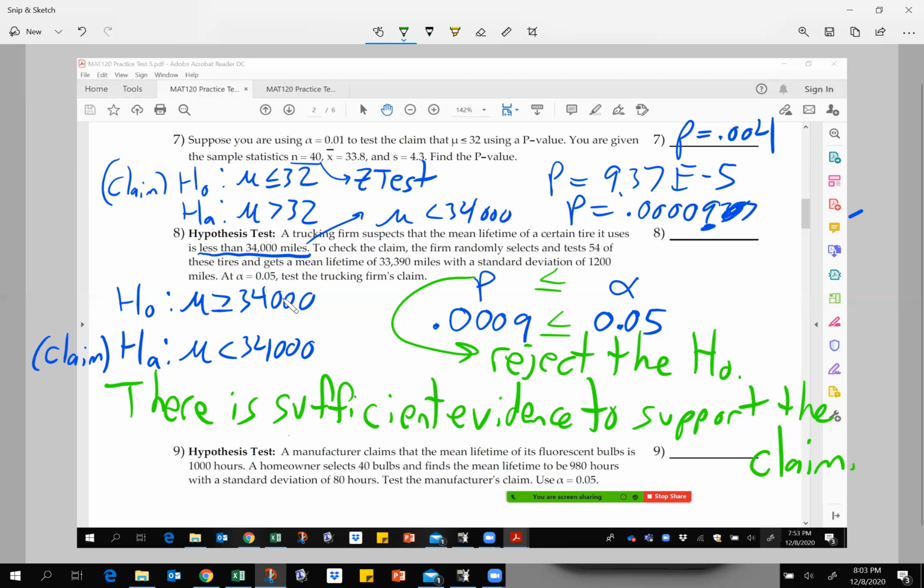And this is the entire hypothesis testing process from start to finish. You do your hypotheses, state which one is the claim. You then go to the calculator using either a z-test or a t-test. You calculate your p-value. P is then compared to alpha. That makes our decision. When P is less than or equal to alpha, we reject the null. If P is greater than alpha, we fail to reject the null. And then the last thing we want to do is write up our conclusion. Does anybody have any questions on problem 8?